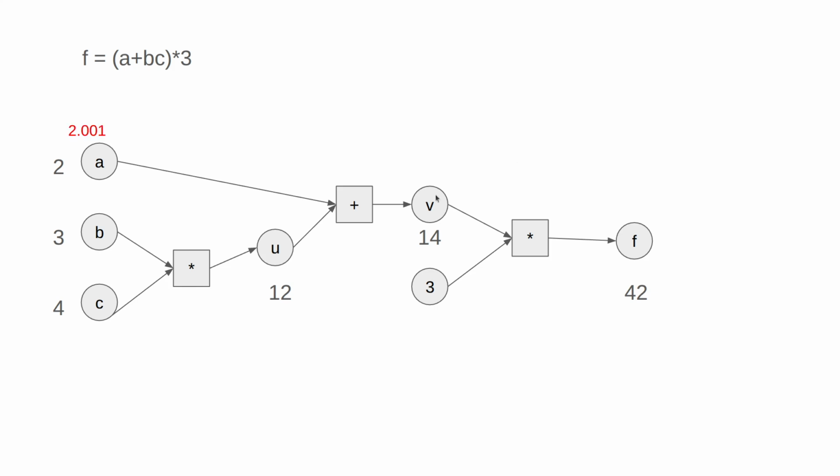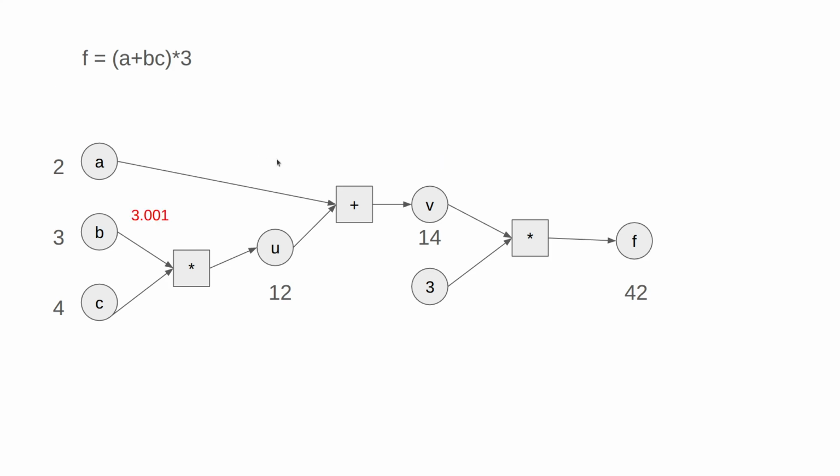Let's try to do it for A as well. When we increase the value of A from 2 to 2.001, this will become 14.001, and f will become 42.003. So df over dA will be 3 again.